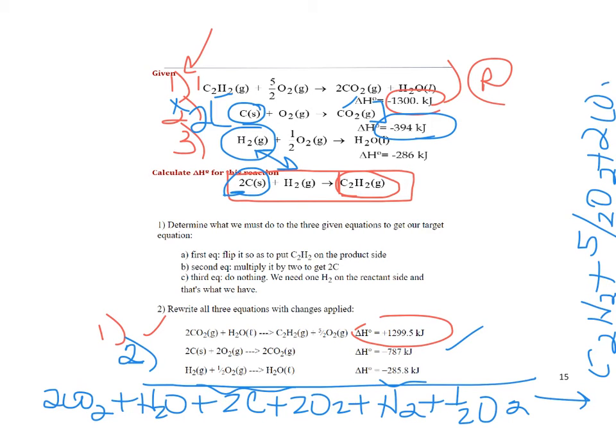Wish I could write smaller. Oopsie. H2O, I can't even fit that in. Anyway, I'm hoping you can see what I've done. So once you write them all out, then you cross out what's the same on both sides.